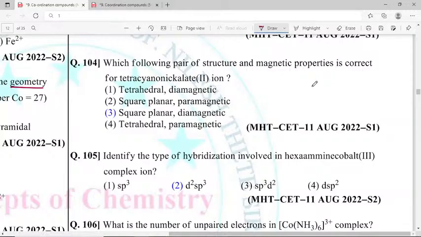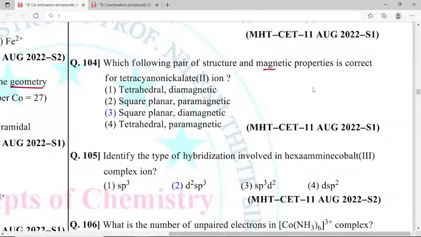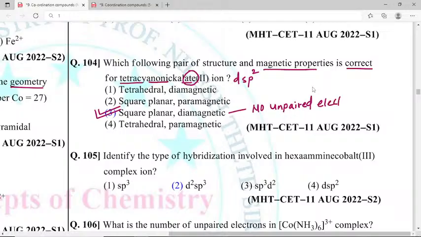Which following pair of structure and magnetic properties is correct for the tetracyanonickelate? So it is the type of hybridization dsp2. So square planar, and it is diamagnetic because unpaired electron 0, no unpaired electrons, absent, so it is diamagnetic.